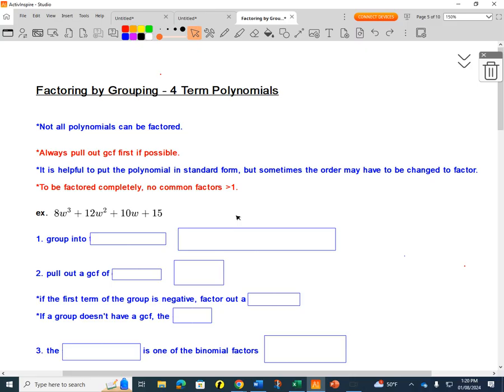Alright, so we're going to write the steps and factor this 4-term polynomial together. The first thing we're going to do, so it's 8w cubed plus 12w squared plus 10w plus 15. Each of those is a term, so we have 4 terms. All of those terms are separated by addition symbols. They could also be separated by subtraction symbols, but here these all happen to be addition. 4 terms. Make sense?